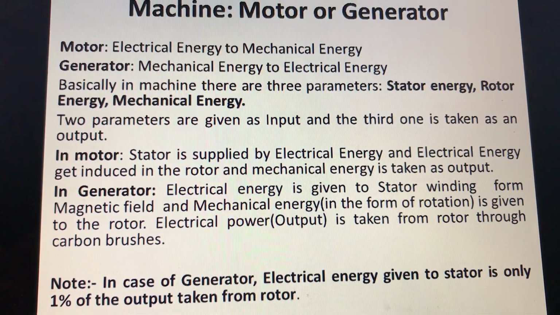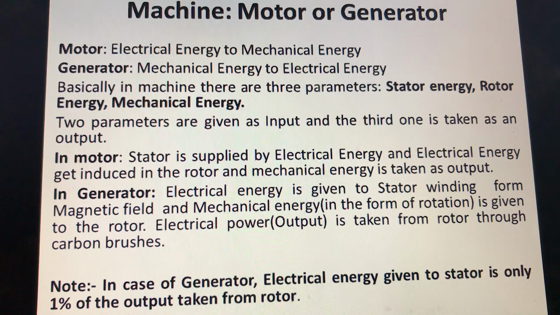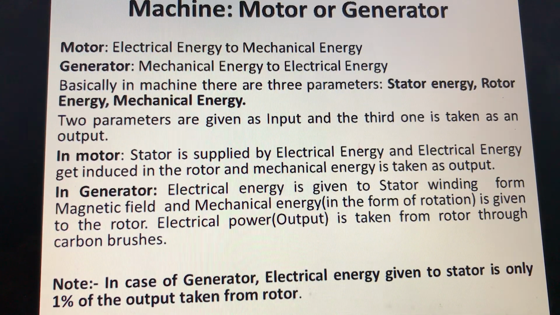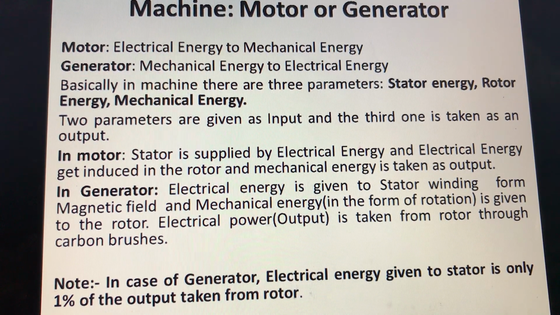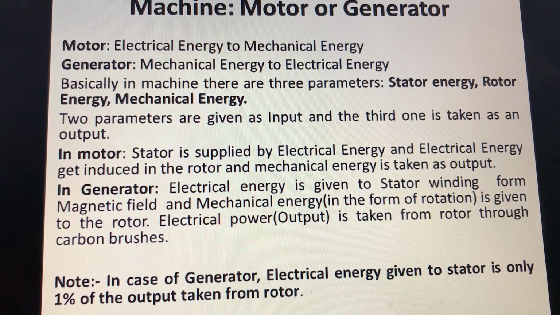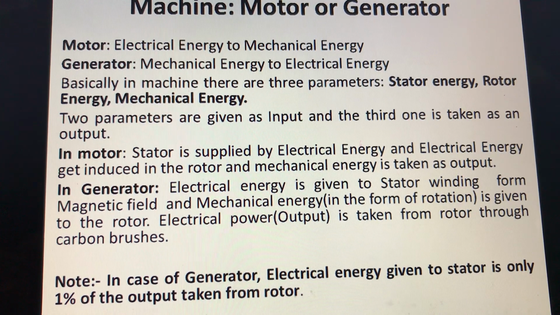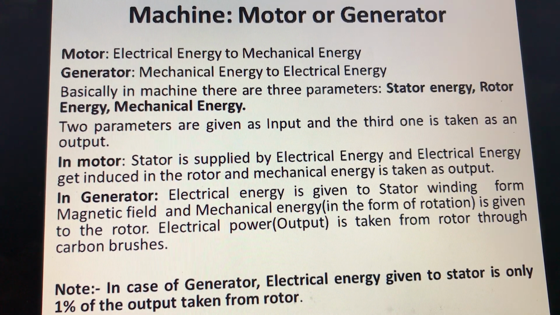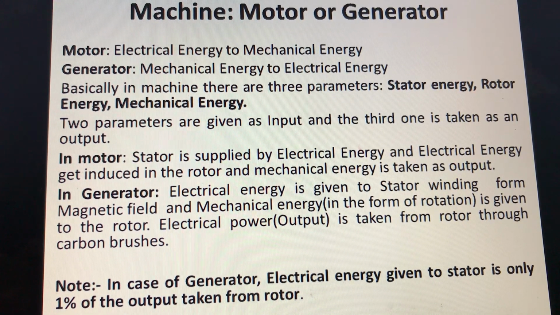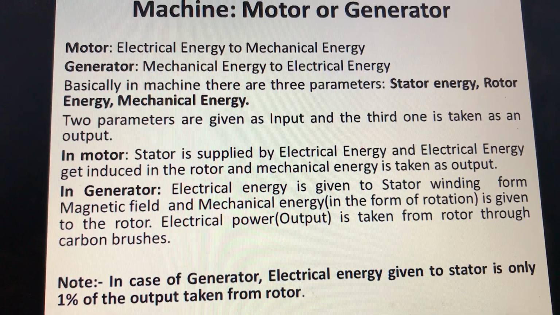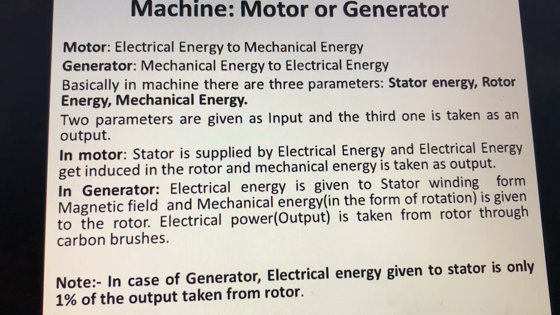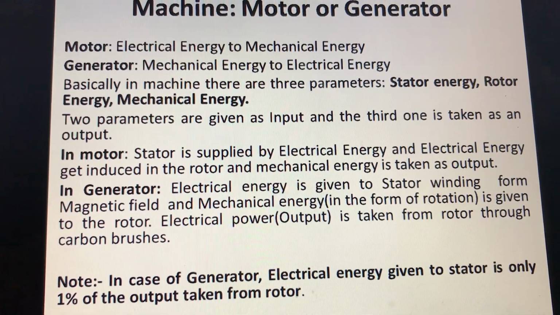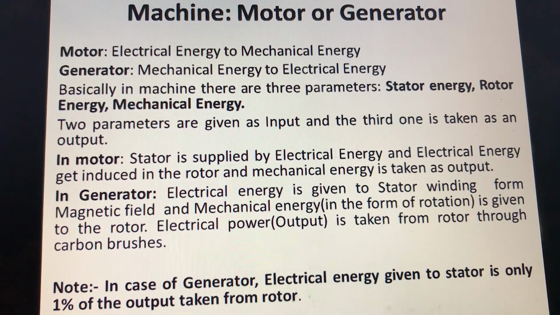So what is a motor? In simple terms, the machine which converts electrical energy to mechanical energy is termed a motor, whereas the machine which converts mechanical energy to electrical energy is known as a generator. To understand the working of a machine, we have to consider three parameters. First one is stator energy, second is rotor energy, and last one is mechanical energy. Out of these three parameters, two we have to give as input and one we will get as an output.